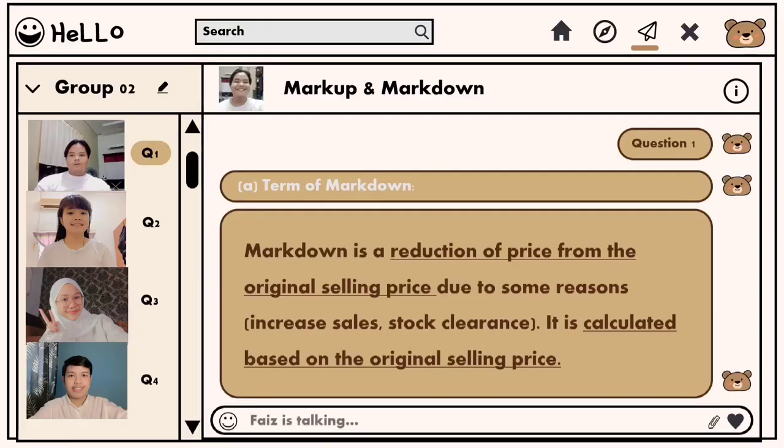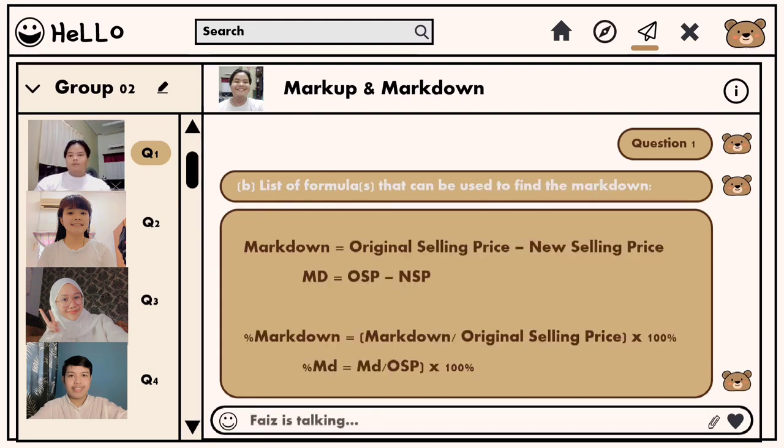Markdown is a reduction of price from the original selling price due to a reason. It is calculated based on the original selling price. Here is a list of formulas that can be used to find the markdown. Markdown equals original selling price minus new selling price. The second is percent of markdown, which equals markdown divided by original selling price times 100.